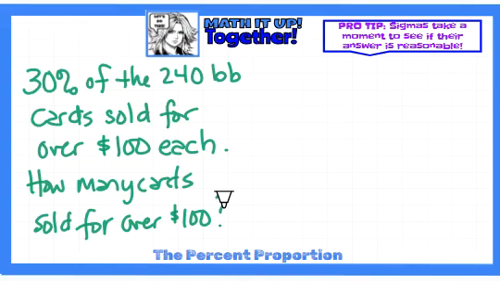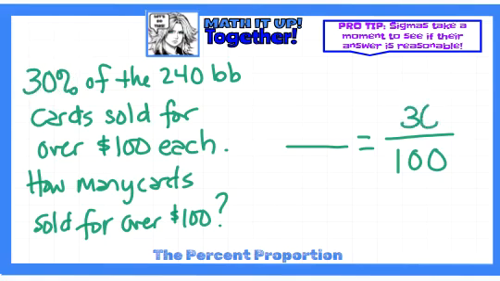So let's go ahead and set up our percent proportion. Again, we know that 100 is going to be here no matter what. And let's scan our problem and see if we have a percent number, and we do. We have a percent number right here. So we know we're dealing with 30%. So that 30 goes over 100. That's how it becomes a 30%. All right, so we have a couple of numbers here. We have a 240 and we have a 100 here, $100. So 30% of the 240 cards sold for over 100 each.